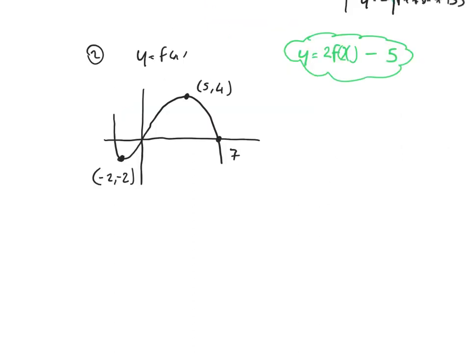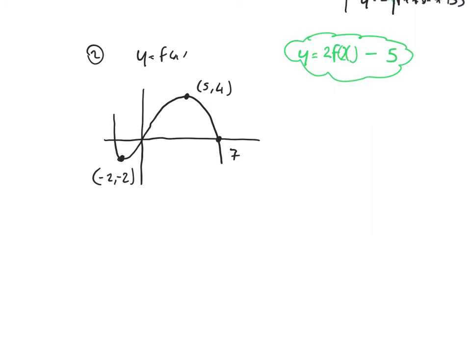Okay, next one. Here's my original curve. y equals f of x goes through 2, minus 2, minus 2, 5, 4, and 7, 0. And then I need to transform it. Again, there's multiple transformations here. There's the 2f of x, and then there's minus 5. So 2f of x, that's 2 times f of x. And then I've got a minus 5, so I've got a times and a subtract. I'm going to do the times bit first. So I'll do this transformation first, the 2 times, and then the take away 5 will move the thing down 5 units.